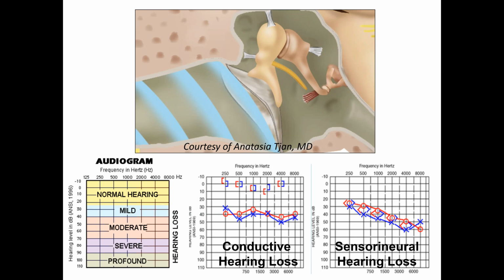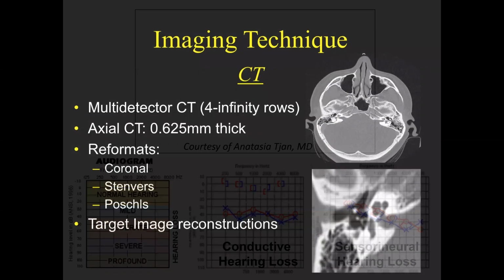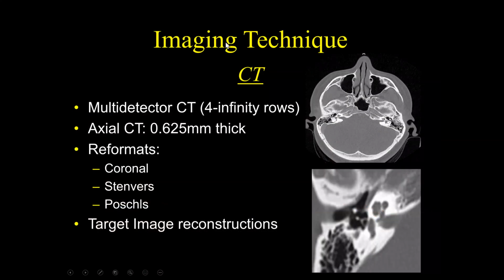So when the patients come to you and they say conductive hearing loss, the audiogram has already been performed and they have a pretty good sense of what could be causing this hearing loss. The imaging technique that's most commonly used to evaluate for conductive hearing loss are CT scans. And it's important that you perform your CT scans with the best possible technique.